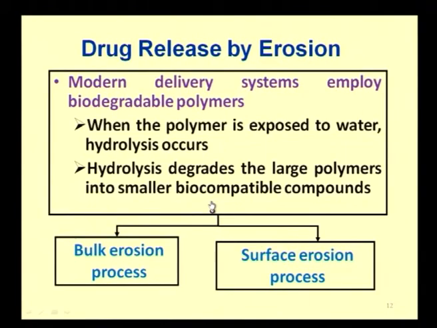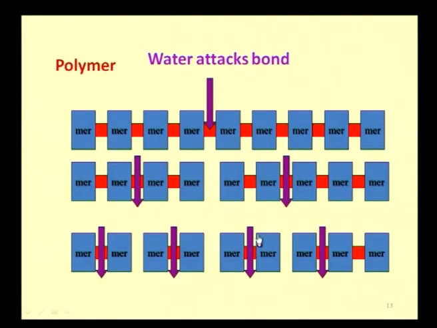During the hydrolysis process, these biodegradable polymers, which are longer polymer chains, break down or decompose into smaller molecules, and such smaller molecules should once again be biocompatible compounds so that they can go off in our metabolic system by itself. It should not release some other toxic effects in our body. So, they degrade the larger polymers into smaller biocompatible compounds, and such a decomposition takes place either by a bulk erosion process or by a surface erosion process.